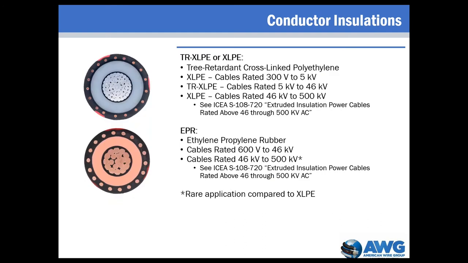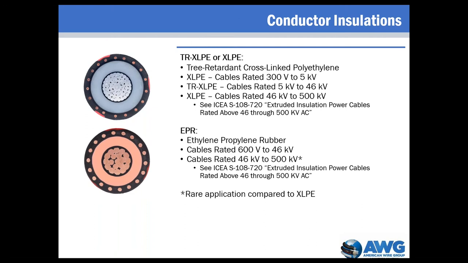The two more common medium voltage cable conductor insulations are tree retardant crosslink polyethylene, or TRXLPE, and ethylene propylene rubber, or EPR. TRXLPE uses a cross-linked polyethylene base with a tree retardant additive. XLPE can be used as a single or dual layer insulation system rated 300 volts to 5 kV for low voltage non-shielded cables. TRXLPE is typically used in a three layer insulation system rated 5 kV to 46 kV for medium voltage shielded power cables. For systems rated 46 kV to 500 kV, a three layer XLPE insulation system is used.